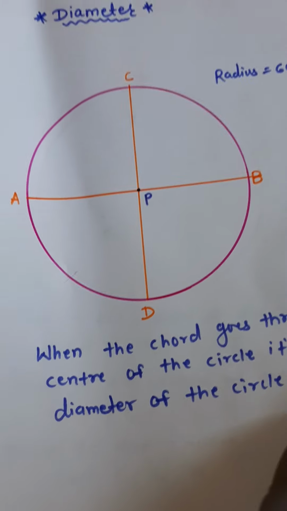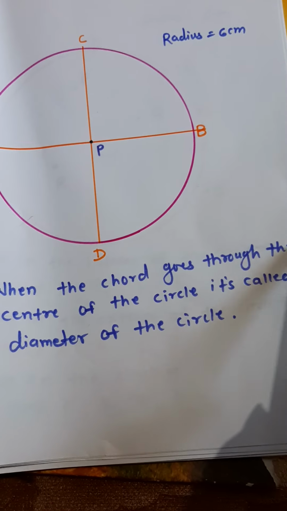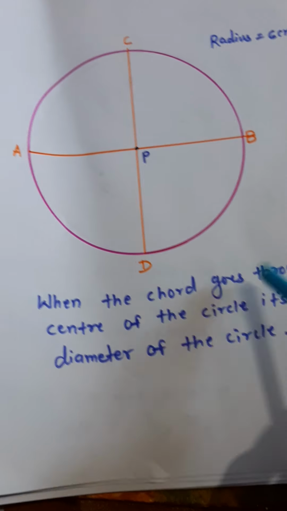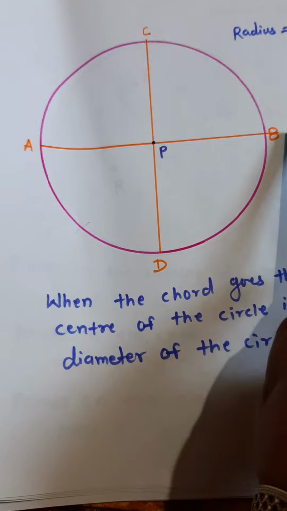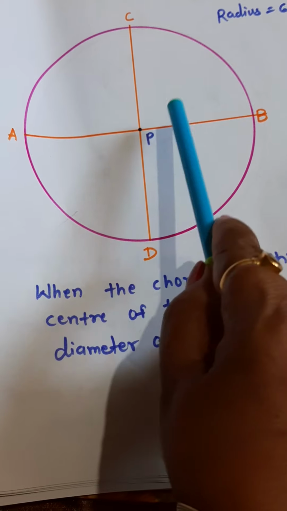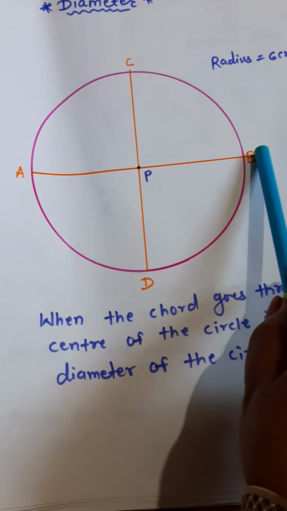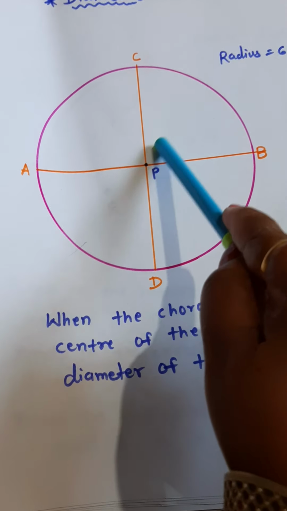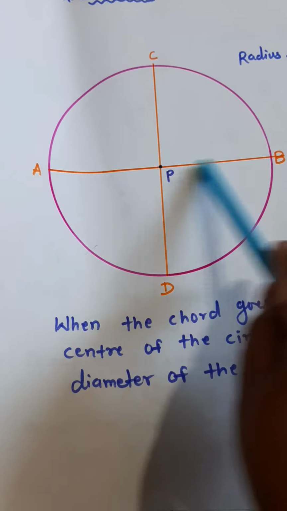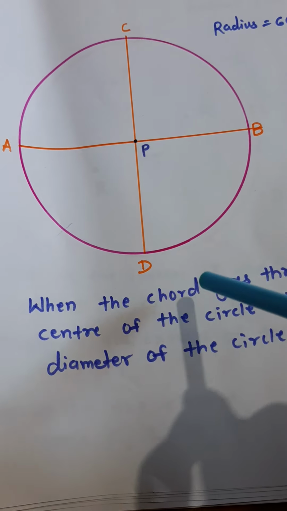Let's come to the next point. What is meant by diameter? When the chord goes through the center of the circle, it's called diameter of the circle. Diameter is also a chord, but from where has it gone? From the center. We can draw infinite diameters also. Horizontal, vertical, slant, in this way you can draw so many diameters.